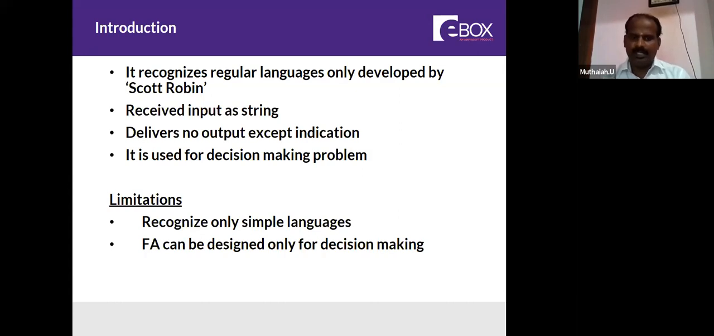Limitation: recognizing only simple languages. Finite automata can be designed only for decision making. Here the limitation is that finite automata will remember only one input at a time. What is the use of the state? The state remembers the present input. At present, whatever input is given can be remembered by the particular state. So here also we use the state, right?